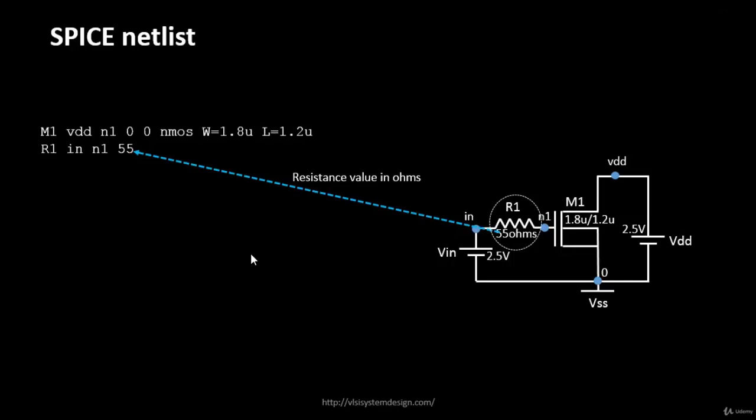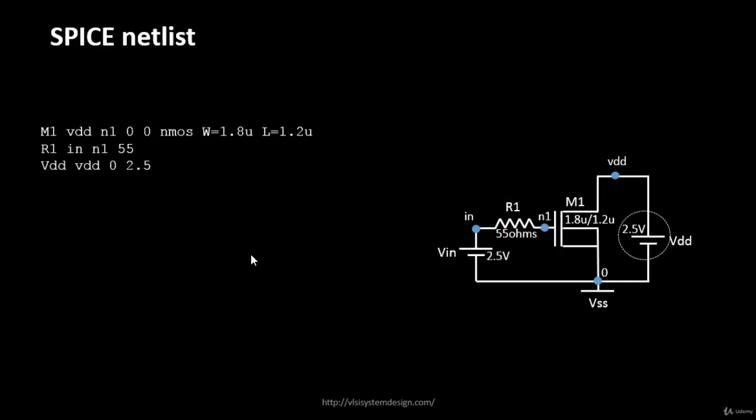Next is the VDD supply. You have capital V, small dd. That's the name of the VDD source. Anything that starts with V is your voltage source. It can be VDD, Vin, VSS, anything. Your VDD is between the two nodes, VDD and 0. And the 2.5 is basically the value of the VDD. So this is 2.5 volts.